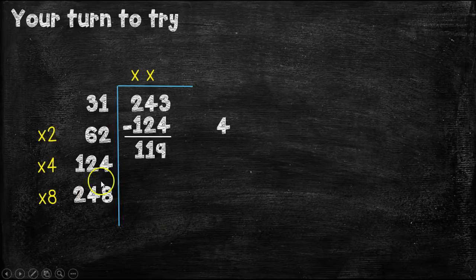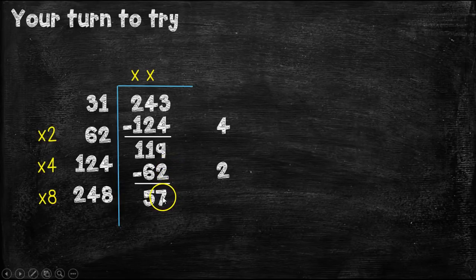What number over here can we subtract from the 119 that does not go over 119? Well, 248 won't work because that's too big. 124 is too big, so that leaves us with 62. So we're going to subtract 62, but before we subtract, we need to remember to bring our 2 over here because we're going to need to add that up so we can help get the answer. 119 minus 62 is 57.